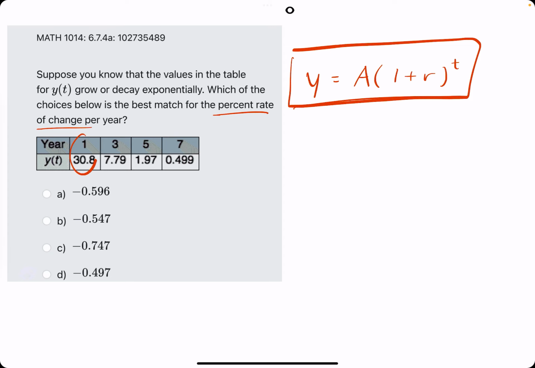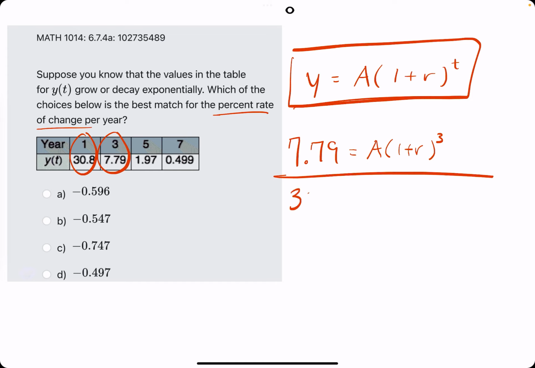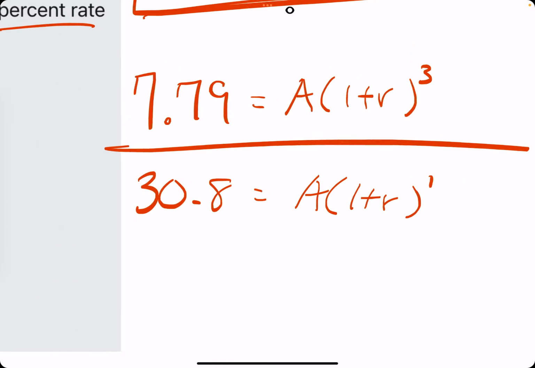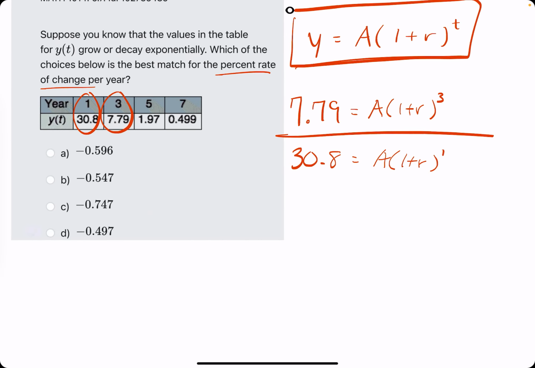So we're going to pick just two ordered pairs to run with. We're going to use 7.79 as the y value corresponding to a t value of 3, and 30.8 as a y value corresponding to a t value of 1. We're going to set up those two equations. 7.79 equals a times 1 plus r to the t, which is 3. And we're going to divide that by the second equation, 30.8 equals a times 1 plus r to the 1. So our goal here, again, is to solve for r.